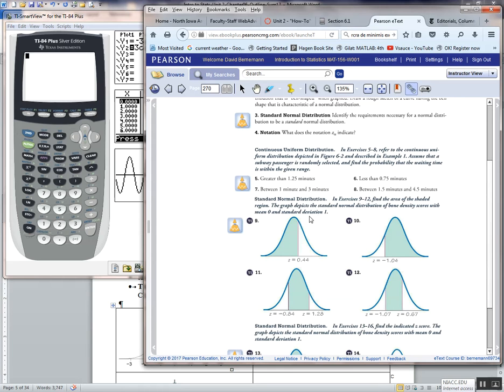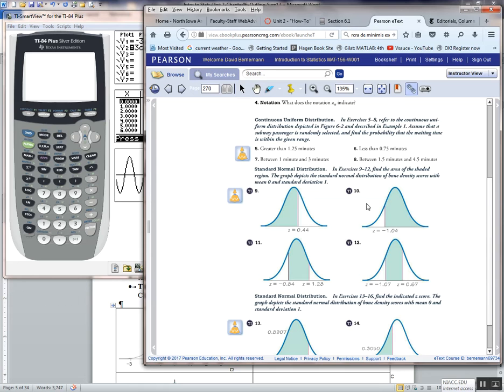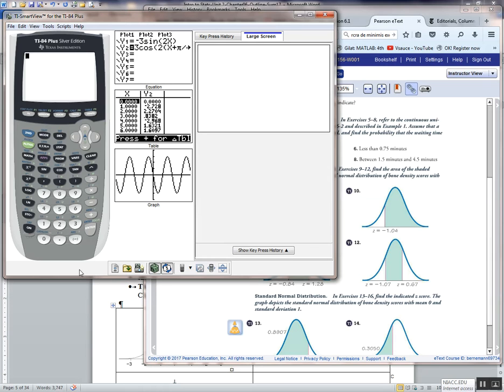It's again looking at that bone density type stuff where we've got a mean of 0 and a standard deviation of 1. I'm going to look for the area under the curve in number 12 here, where the lower level z is negative 1.87 and the upper one is 0.26 or 0.67. I'm using an older view of the calculator to show you how that could look.